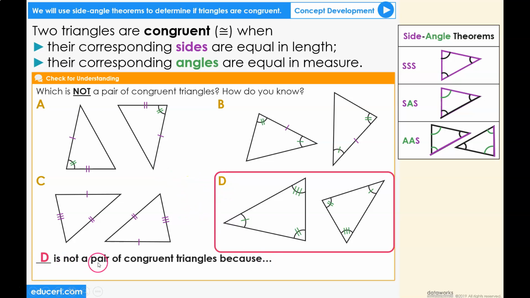D. D is not a pair of congruent triangles because the triangles do not fulfill the conditions for side, side, side; side, angle, side; or angle, angle, and any side theorems. The triangles in option D have three equal angles, but three equal angles is not enough to determine if two triangles are congruent.